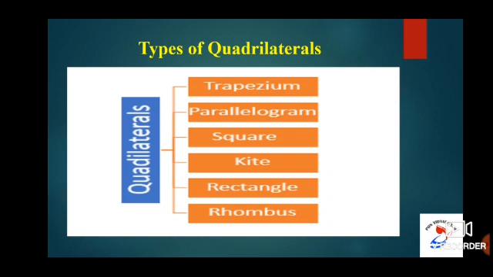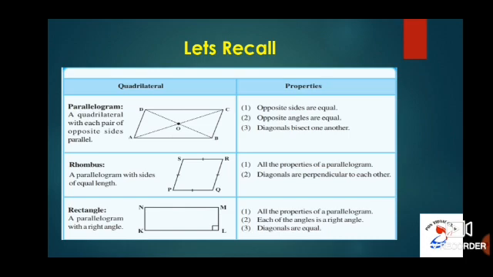A small recap from the previous session. There are different types of quadrilateral. Before that, all of you know what is a quadrilateral. It is a four-sided figure. Different types of quadrilaterals are trapezium, parallelogram, square, kite, rectangle and rhombus. Now we are going to discuss some of the important properties from these quadrilaterals. Let's first of all recall. So we will see what is a quadrilateral and we will discuss its properties.